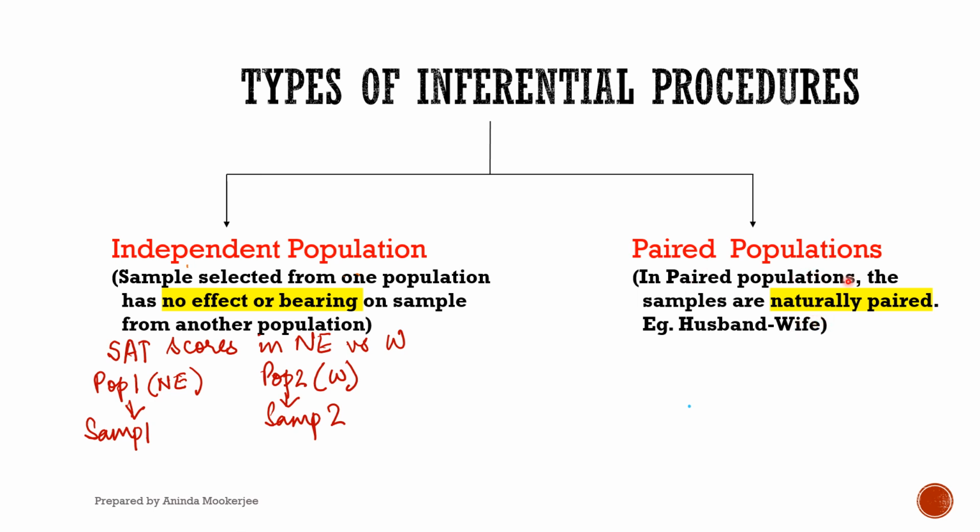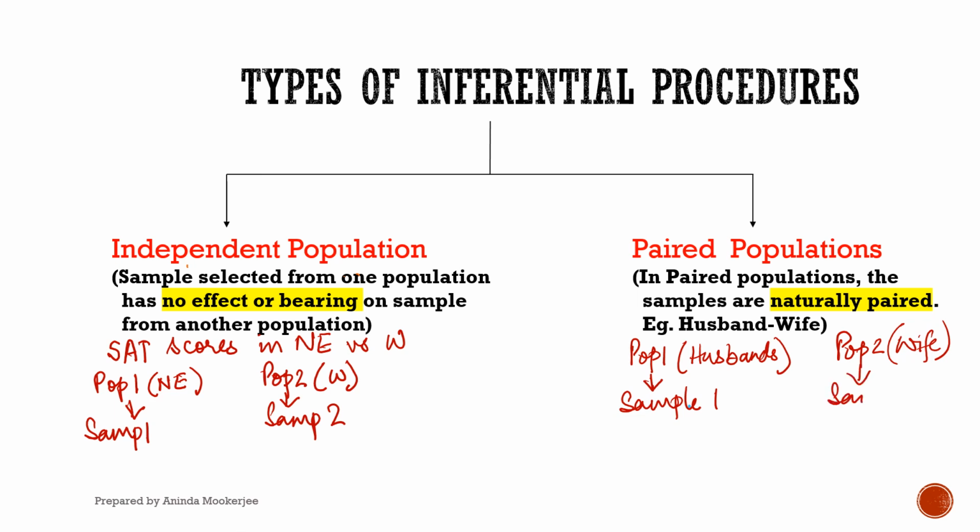All right. In paired populations, the samples are naturally paired. So if we want to perform a study to compare husbands and wives in a household, in this case, we'll have population 1, which will be all husbands chosen from different households, and population 2 will be all the wives. Now from population 1 we will of course derive sample 1, and from population 2 we will have sample 2.